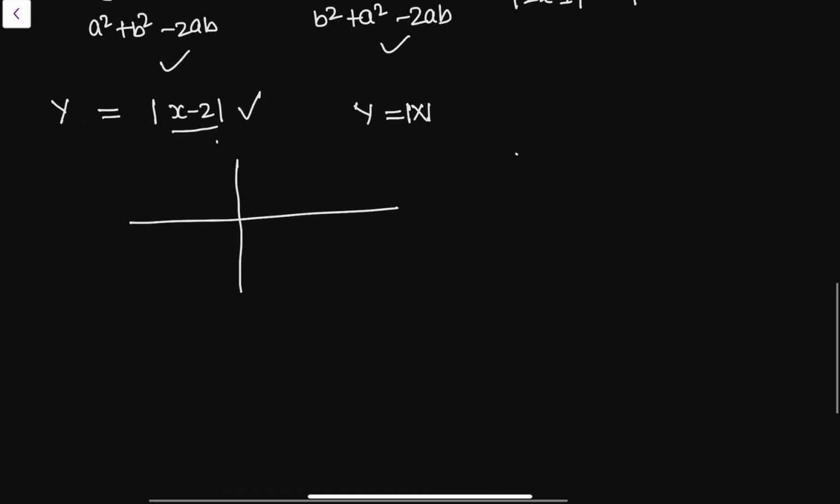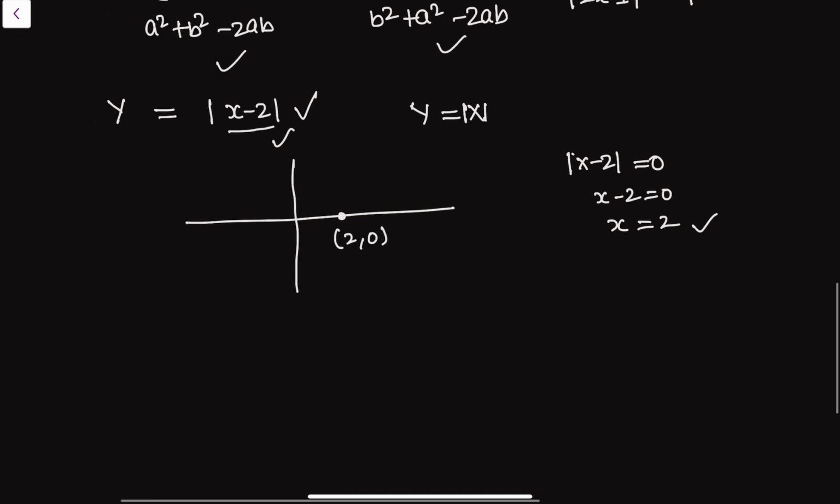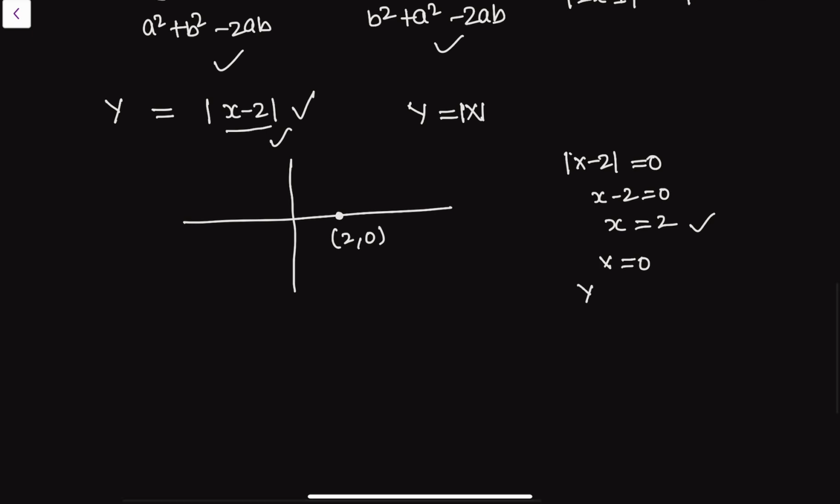So in this graph, if we make y as 0, we get mod of x minus 2 equals 0. So we get x minus 2 equals 0, so x is equal to 2. So we can mark here the point 2 comma 0, because at x equal to 2, the y value is 0. Similarly, if we plug in x as 0, we get y is equal to mod of 0 minus 2, and you have seen that modulus of any negative number is always positive, so that is mod of 2, which is 2.